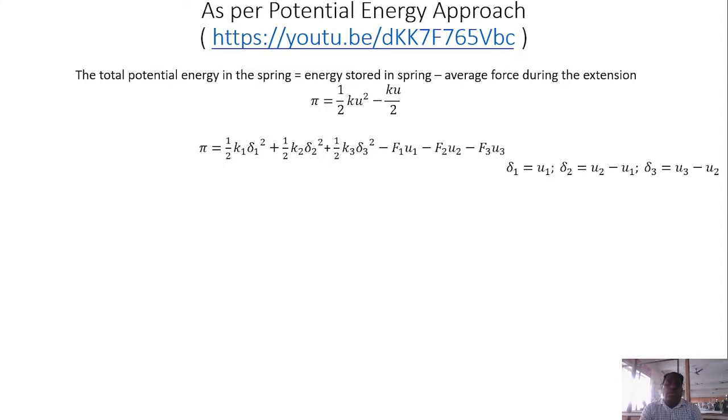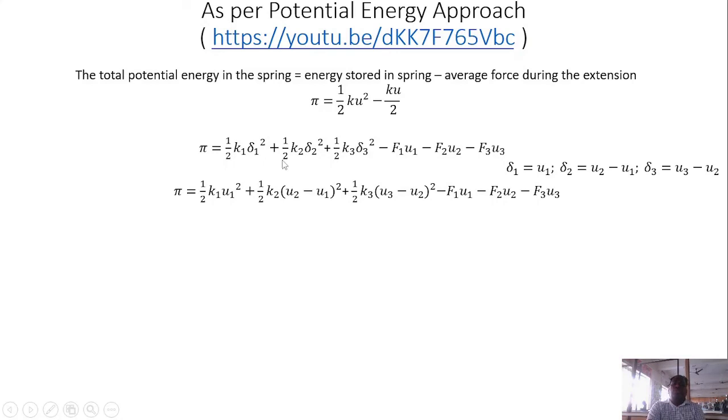Okay, now I substitute the values: delta 1 here, delta 2 here, delta 3 here. Here I substitute delta 1 with U1. So half of k1 into U1 square, plus half of k2 into delta 2, which is U2 minus U1, so U2 minus U1 square, plus half of k3 into delta 3, which is U3 minus U2, the square, minus F1 into U1 minus F2 U2 minus F3 U3.